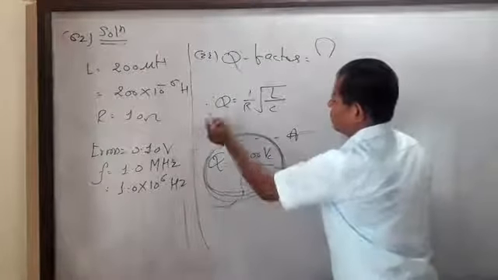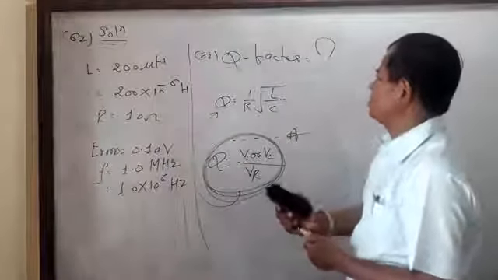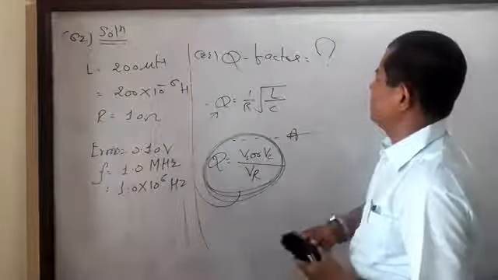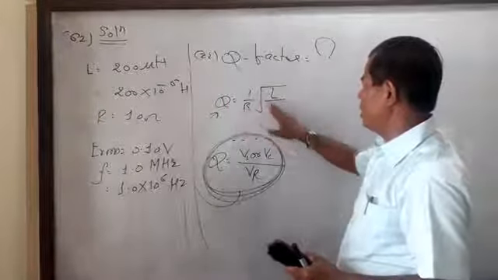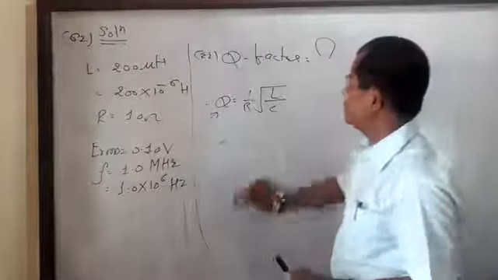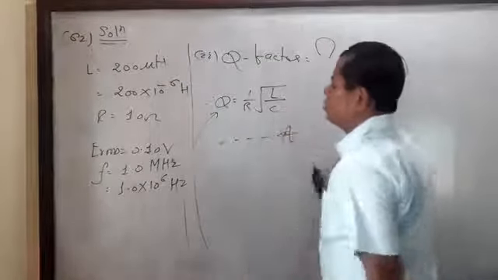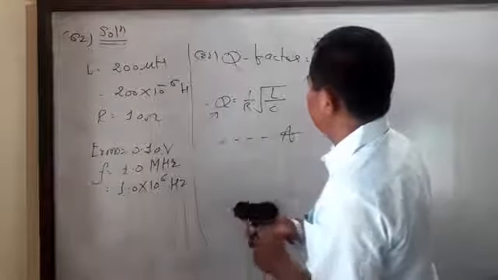From this equation, Q is equal to 1 by R times root under L by C. Then R, L and C are well known, so use this equation and find the quality factor. That has no unit, only the answer. This was question number 62.